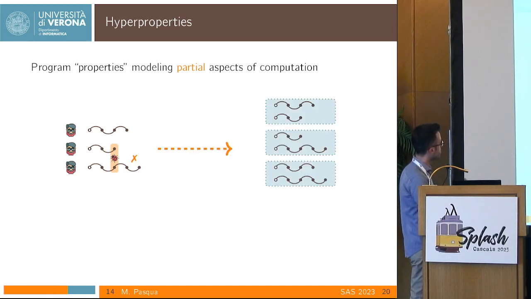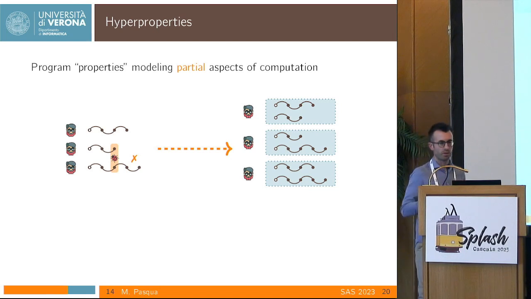And to verify a hyperproperty, we want to look partially at the semantics of the program. So we have to analyze each subset, in principle, of the semantics of the program. But we can do it with static analysis. We prove it.